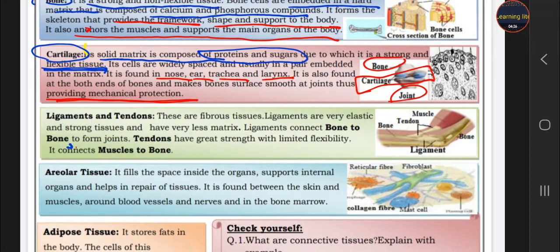Okay, it is very flexible and it is found in some peculiar parts of our body like in our ear, our nose, our trachea and larynx. If you touch your ear and revolve it around to one side and bend it to the other side, there is no pain because of the flexibility of cartilage. And same here in the upper portion of your nose.